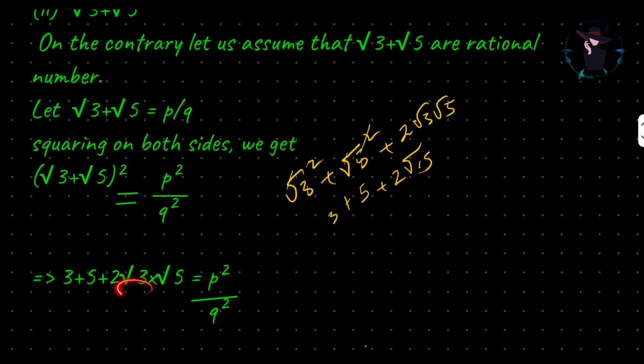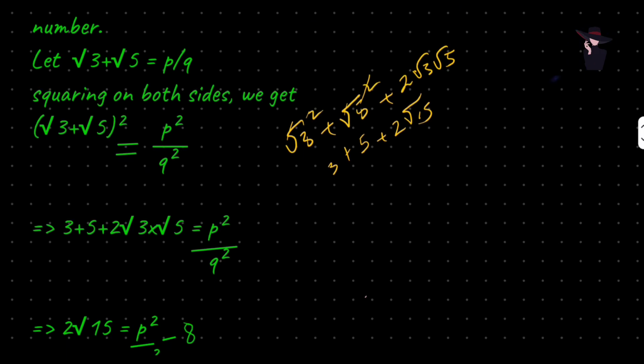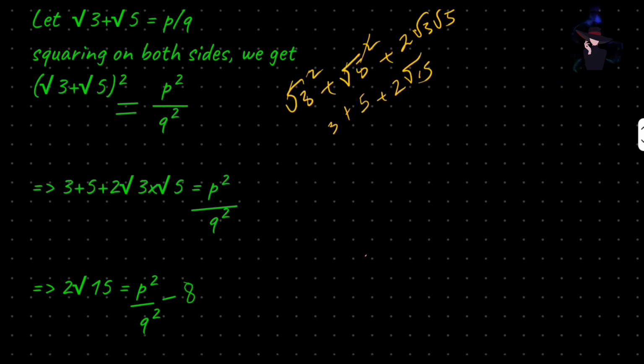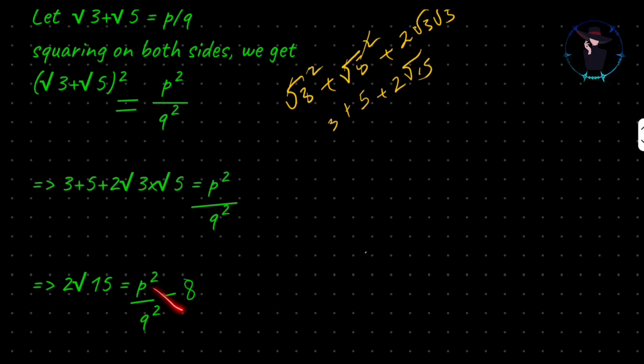3 plus 5 plus 2 root 15. 3 plus 5 is 8. If we send this 8, which is positive here, to the right side of the equals to, it becomes minus 8, right? Let's do the LCM, cross multiply. I'll show you how to do it.